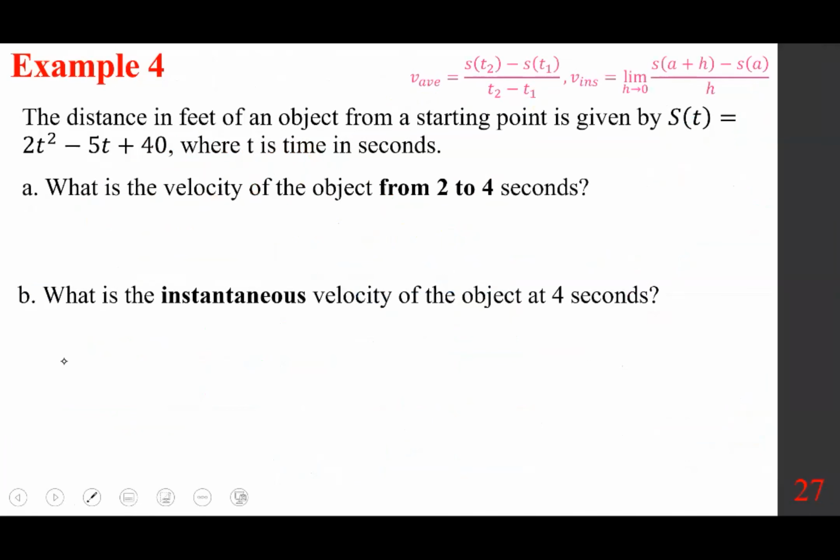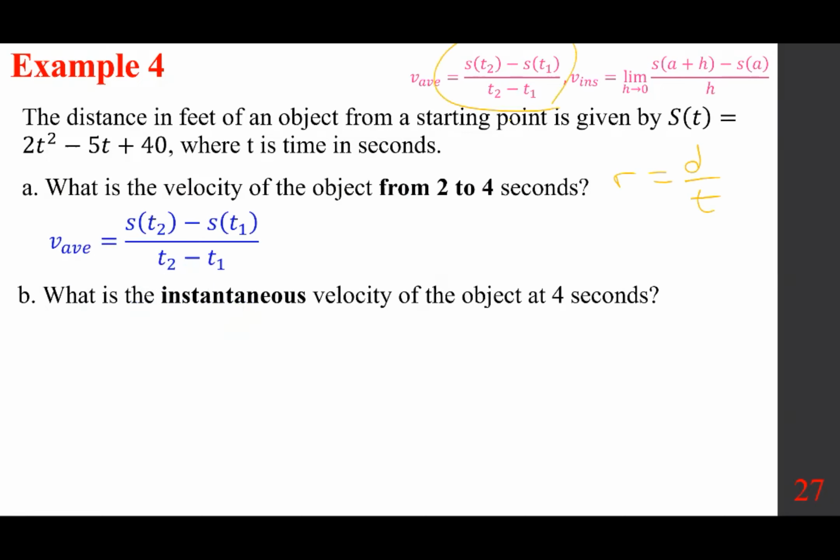We want to find the distance in feet of an object from a starting point, which is given by S of t equals 2t squared minus 5t plus 4, where t is time in seconds. So part A is just elementary algebra, and that is basically saying that we want R, which is d over t, total distance over total time. And we use this formula to arrive at it. I'm going to assume everybody can plug in 4. Everybody can plug in 2. Evaluated, the answer is 7 feet per second.